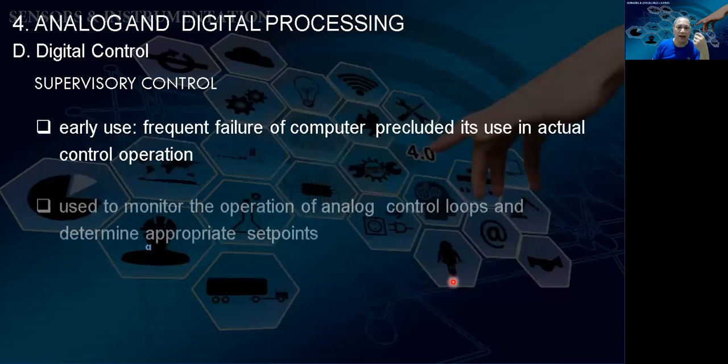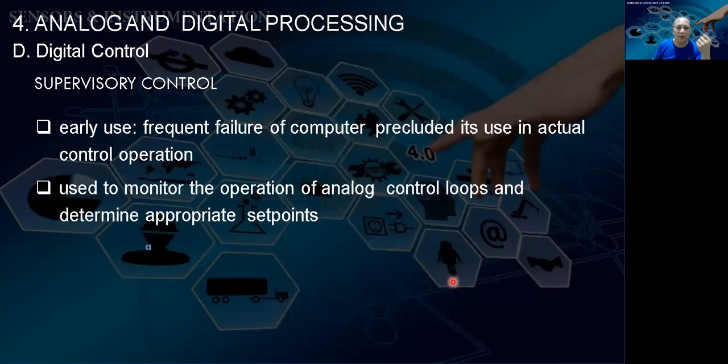Next, this was used early on, before frequent failures of computers precluded their use in actual control operation. In the beginning there were quite a few failures of computers, but they were used to monitor the operation of analog control loops and determine the appropriate set points. That's how easy it is later.